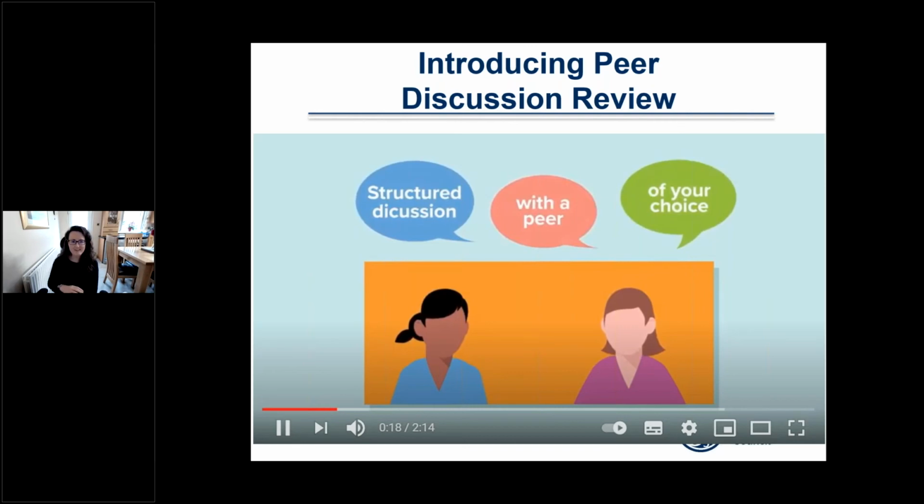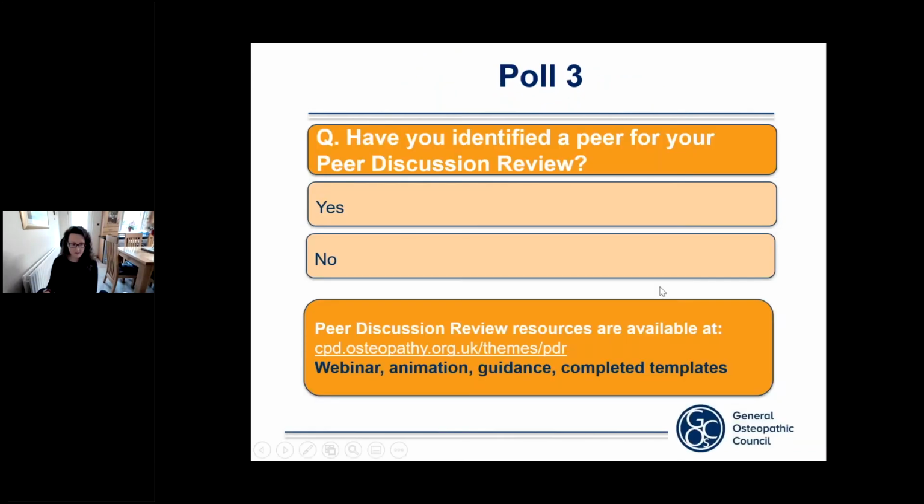So hopefully that's helpful in putting the peer discussion review in more context. By focusing on your giving and receiving feedback skills, it is going to help you make the peer discussion review much easier.